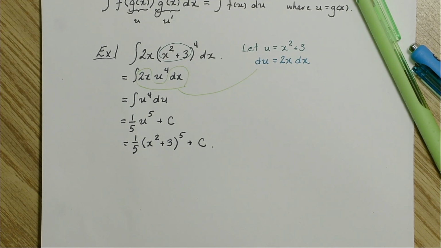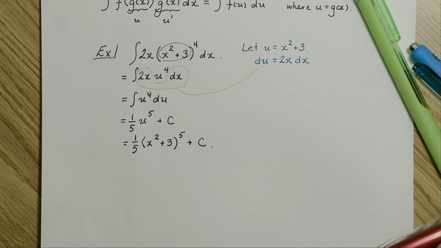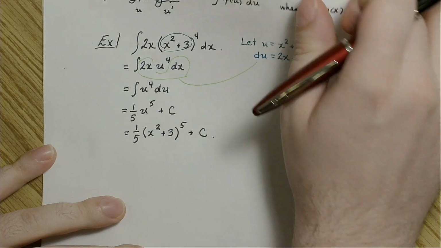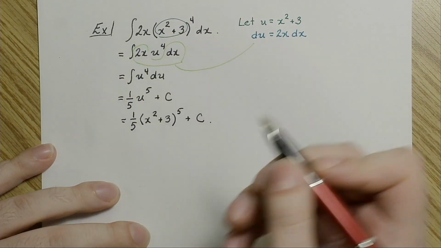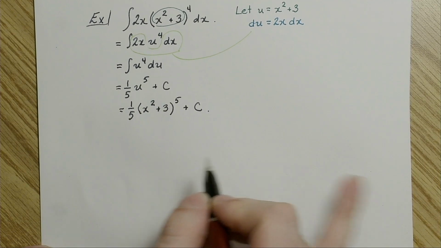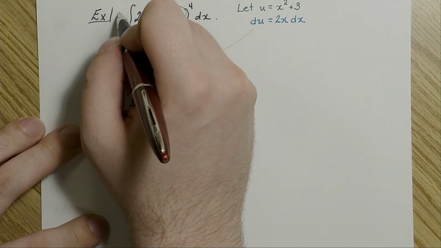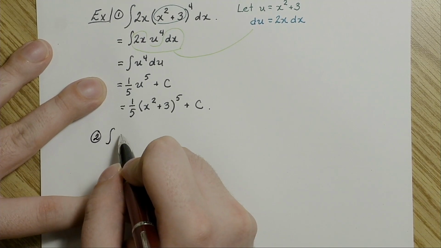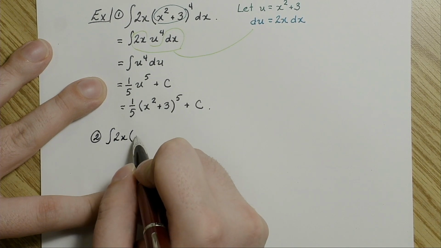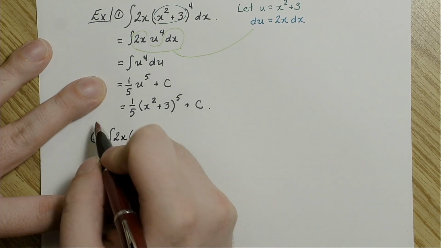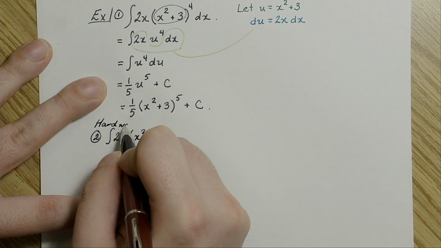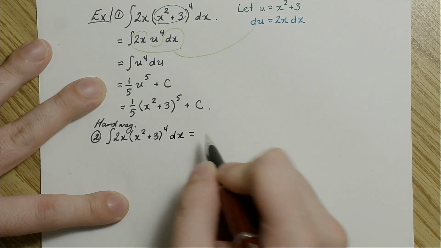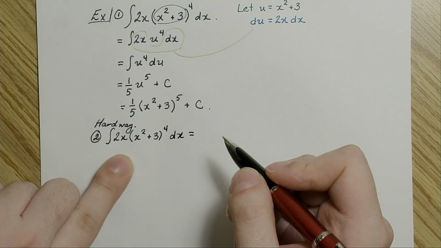Okay. Was there another way of doing this? Yes, there was. Could I have done this without the substitution rule? Yes, you could have. So there's kind of like the first way. Here's the second way, which is not how I would want to do it. You take this. I'm going to also call it the hard way. The integral of 2x times (x squared plus 3) to the 4th dx. And yeah, you could expand and simplify that.